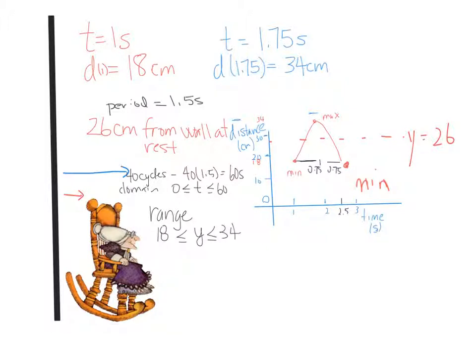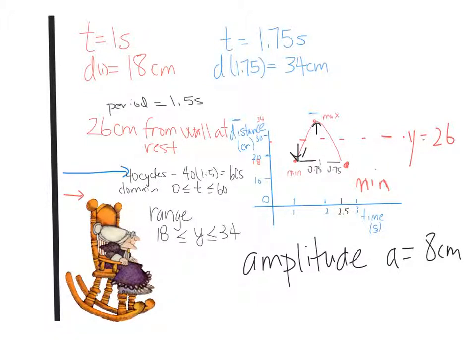The next question asks for the amplitude, and we already figured out our equation of the axis at y equals 26, so the amplitude would just be the distance from the equation of the axis to the max, or from the equation of the axis to the minimum. So in this case, the amplitude is 8 centimeters. What this represents for Megan and her rocking chair is the distance, 8 centimeters, from resting position either forward or back.